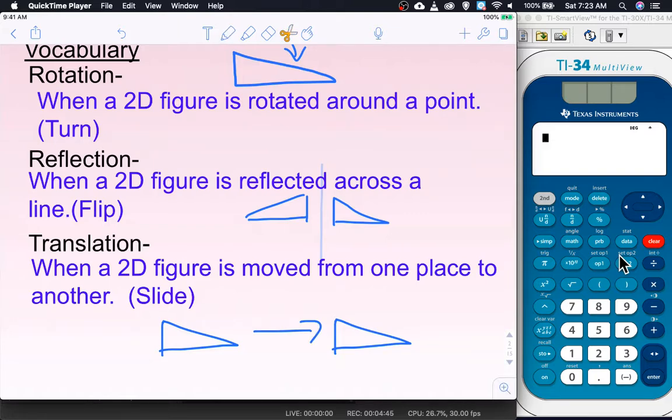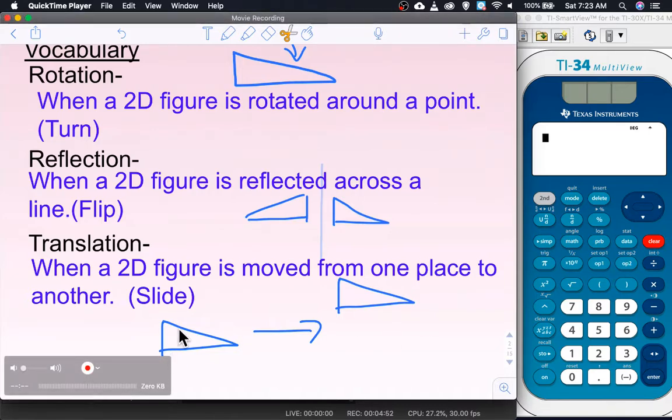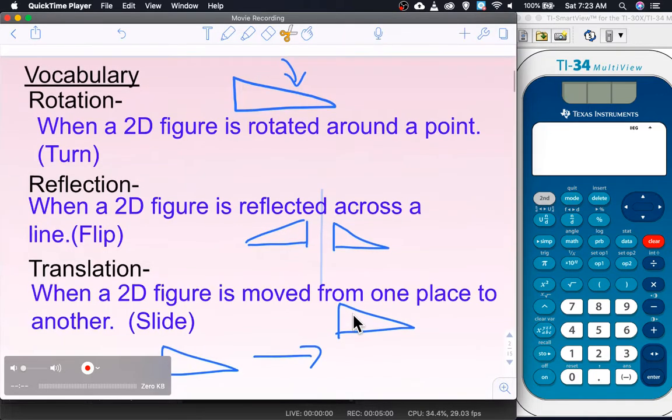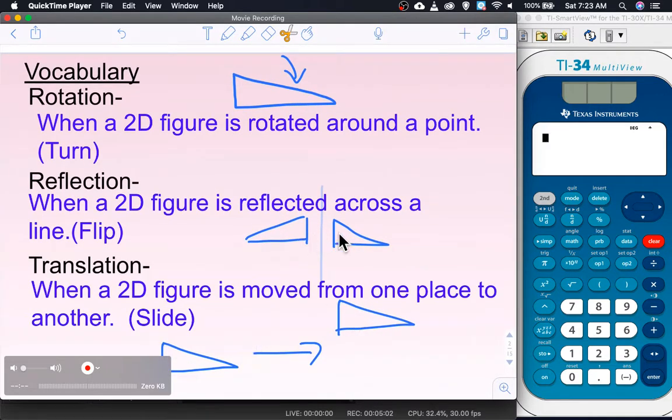I could move it up here. That's still a translation. It doesn't have to be just left, right, up, and down. You can move it diagonally, or you can move it up some and to the right some. That's okay. But you notice how they look exactly the same. They're the same size and the same shape. In fact, all of them on this page should be the same size and shape, though my drawing's a little ugly.